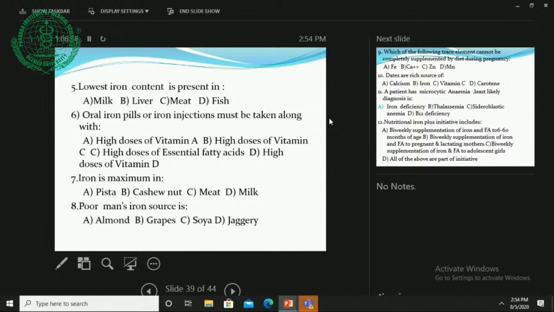Eighth MCQ: poor man's iron source is almond, grapes, soya or jaggery. So here it is jaggery. Jaggery is prepared in an iron vessel, so iron gets added to jaggery and it becomes a good source of iron for poor people. Cooking in iron vessels also adds iron to the food.